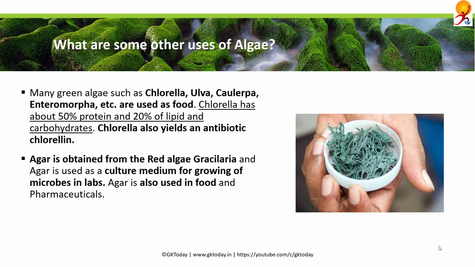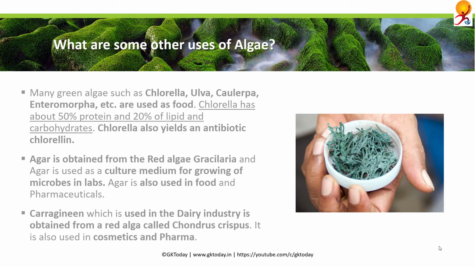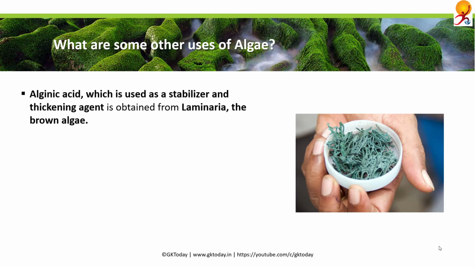Agar is obtained from red algae, Gracilaria, and it is used as a culture medium for growing microbes in labs. It is also used in food and pharmaceuticals. Carrageenan, which is used in the dairy industry, is obtained from a red algae called Chondrus crispus. It is also used in cosmetics and pharma. Alginic acid, which is used as a stabilizer and thickening agent, is obtained from Laminaria, which is a brown algae.